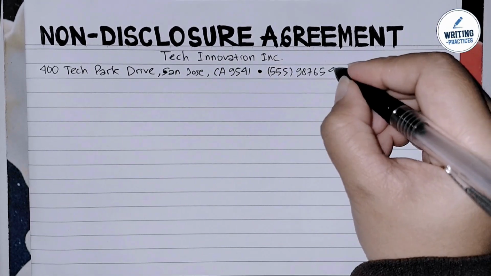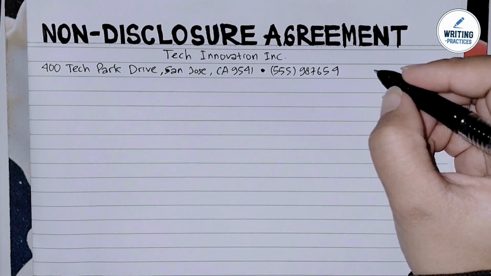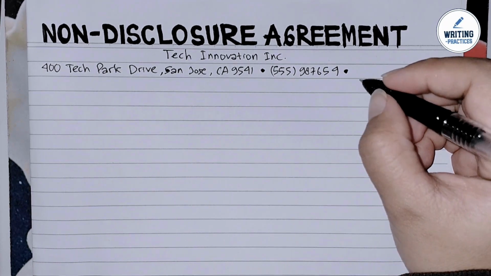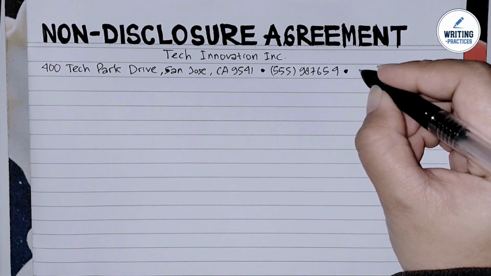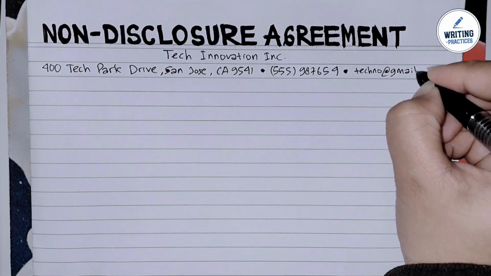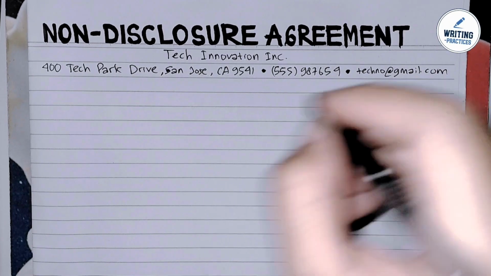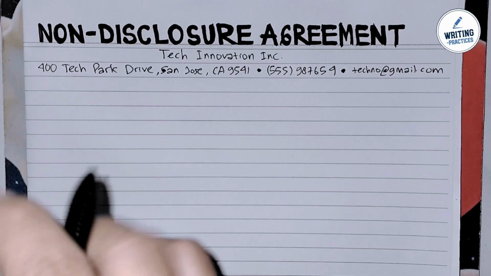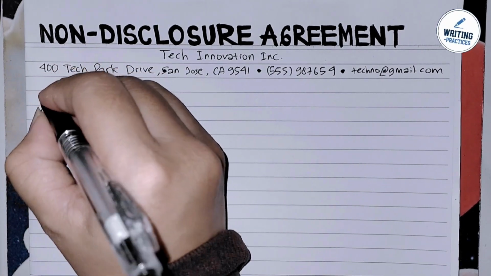The agreement typically specifies what information must be kept confidential, the obligations of the receiving party, the duration of the confidentiality obligation, and the consequences of violating the agreement. Here, Writing Practices will show you how to write an NDA letter step by step.